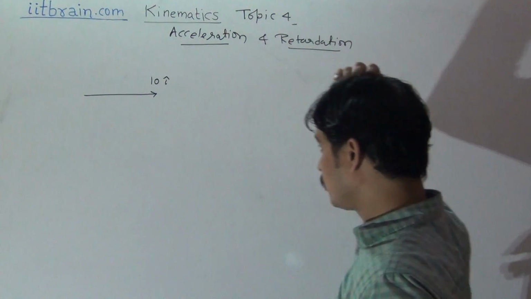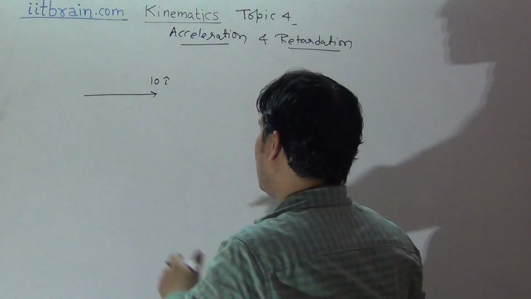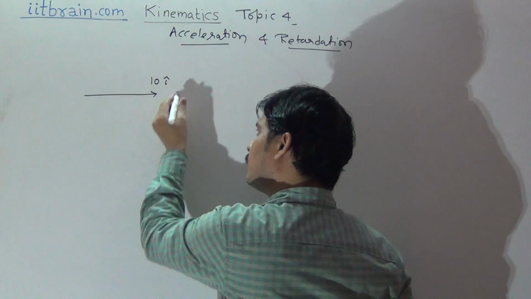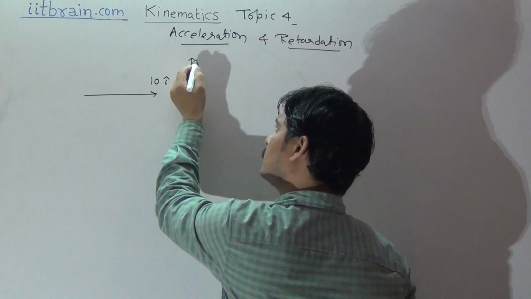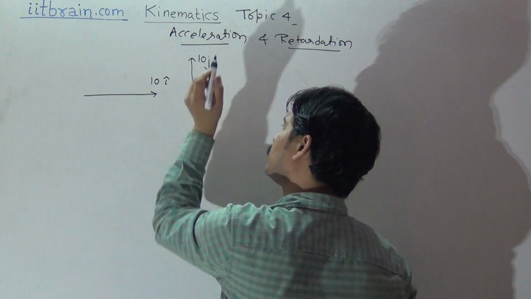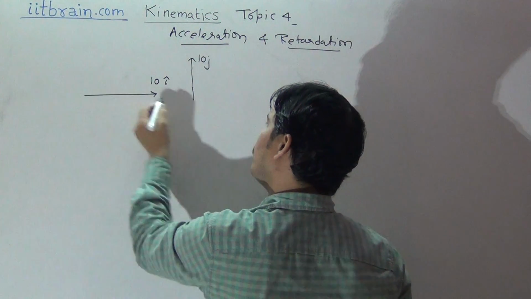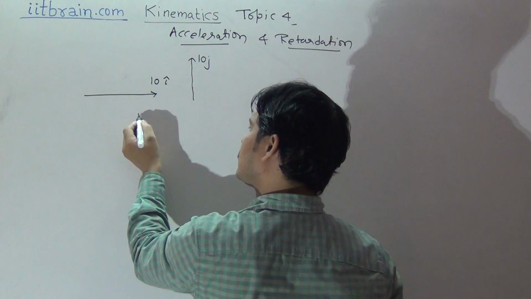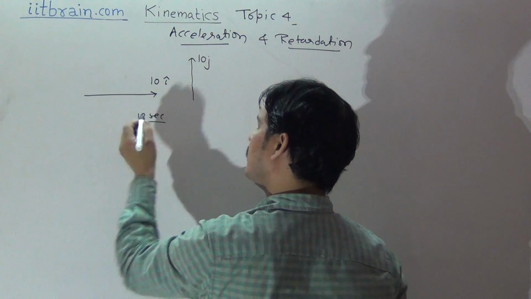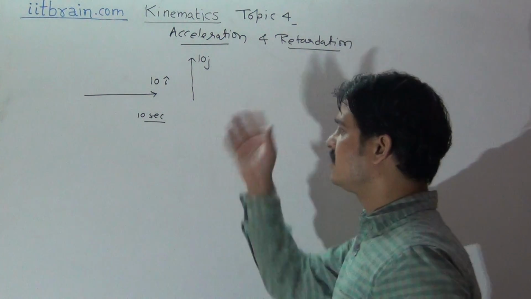It means the particle's velocity is 10i initially. After 10 seconds, let its velocity be 10j. It is moving along the j-axis with velocity 10. And to make this change, suppose 10 seconds is the duration in which the particle makes these changes.